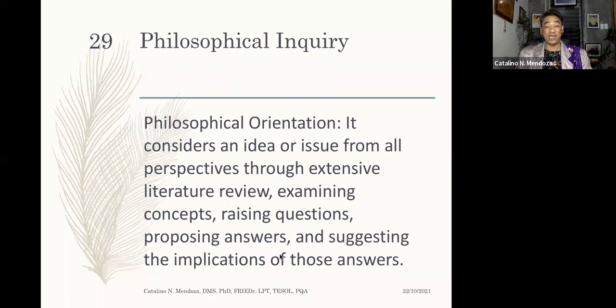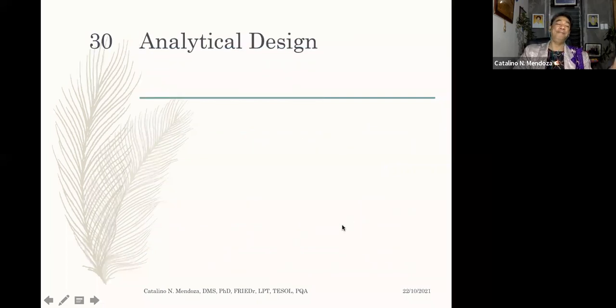What will happen to your organization if you do not have the trainee? Nothing will happen. And eventually, you will experience bankruptcy. So that is exactly what we meant by philosophical inquiry. The next one is analytical design.